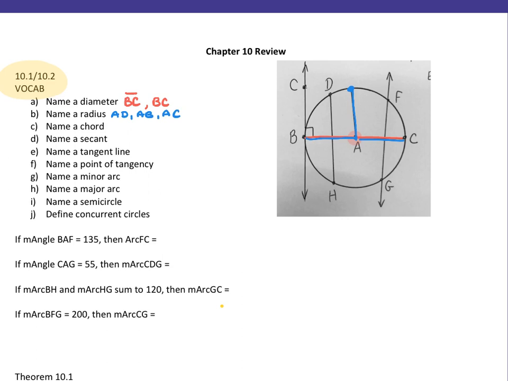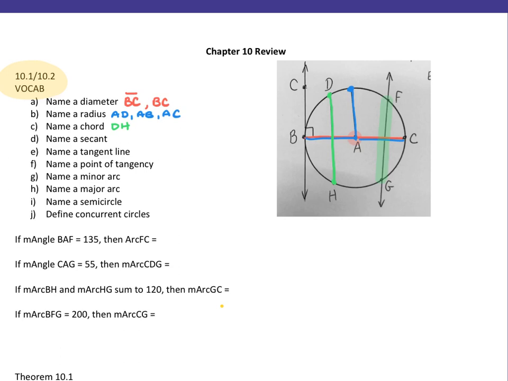C says to name a chord. So I'm going to pick the one that's just the segment that has the two endpoints on the circle, because that's what a chord is, which is DH. The diameter, BC, is also a chord, but that's better described as a diameter, so we're going to say that that's a diameter. And then if you look at this segment in here, if we stopped it at FG, that would also be a chord. But again, we're just going to use DH as the example for this one.